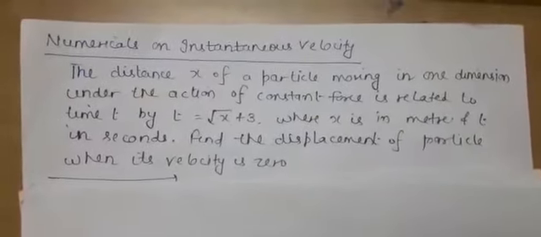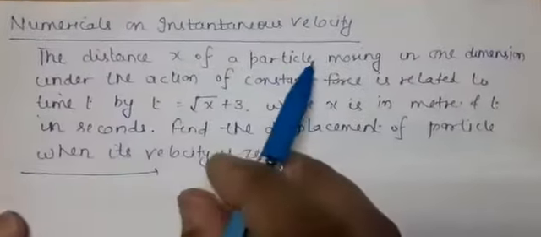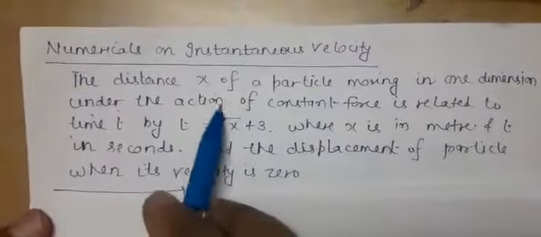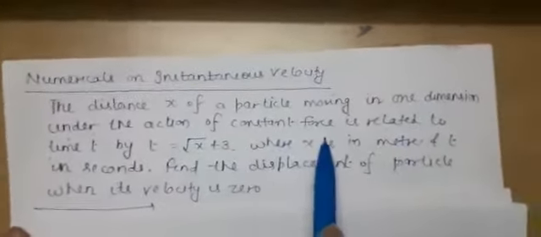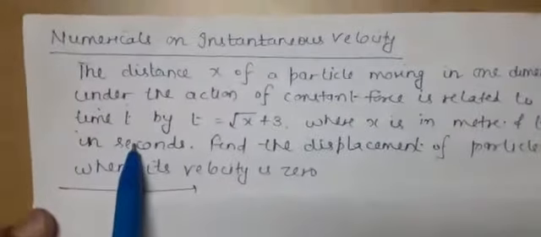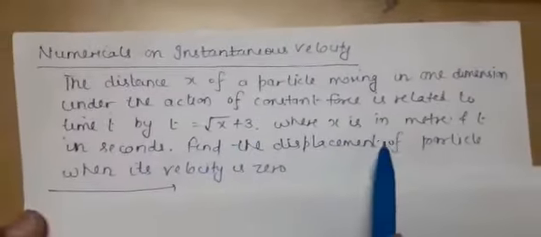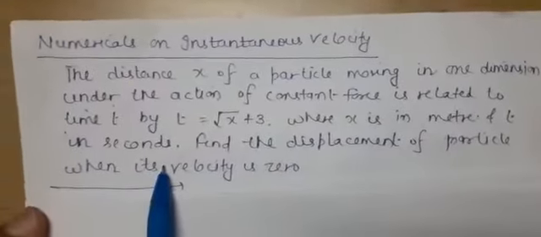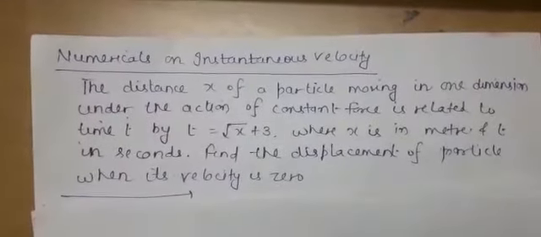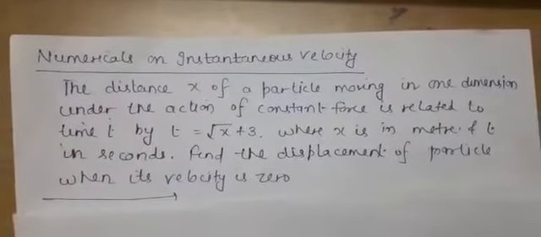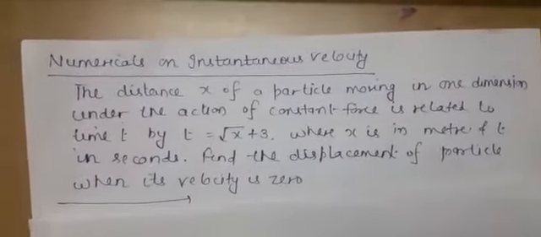Now, to understand how to use differentiation to solve numericals, here we are taking a numerical on instantaneous velocity. Here the distance x of a particle moving in one dimension under the action of a constant force is related to time t by t equal to under root of x plus 3, where x is in meters and t is in seconds. Find the displacement of the particle when its velocity is 0. This is a numerical which you have to understand how to solve, what the given parameters are, and how to proceed.